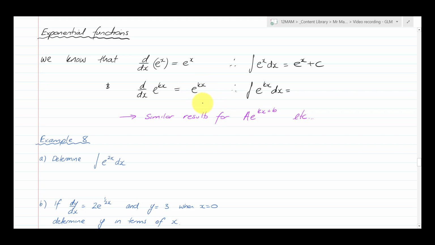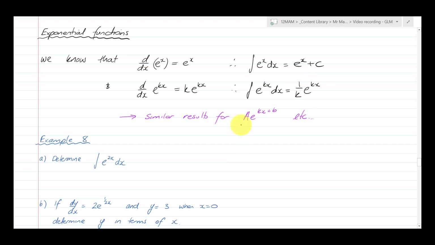And we also know that the derivative of e to the kx equals k e to the kx. Remember the exponential doesn't change, but we just have another multiple of k. And so the integral of e to the kx dx is equal to e to the kx, but this time we have to divide by k, just to eliminate that k for when we re-differentiate to get the same result.